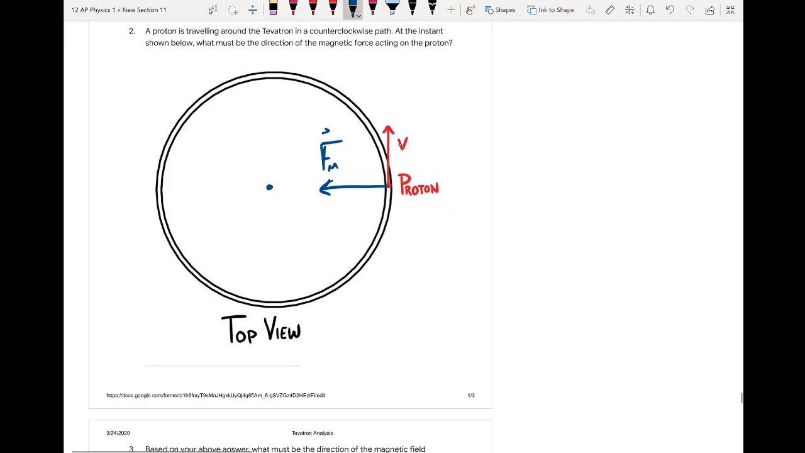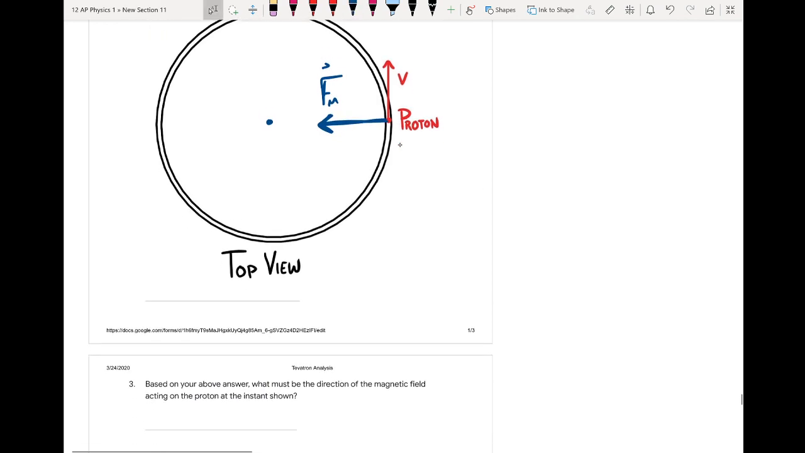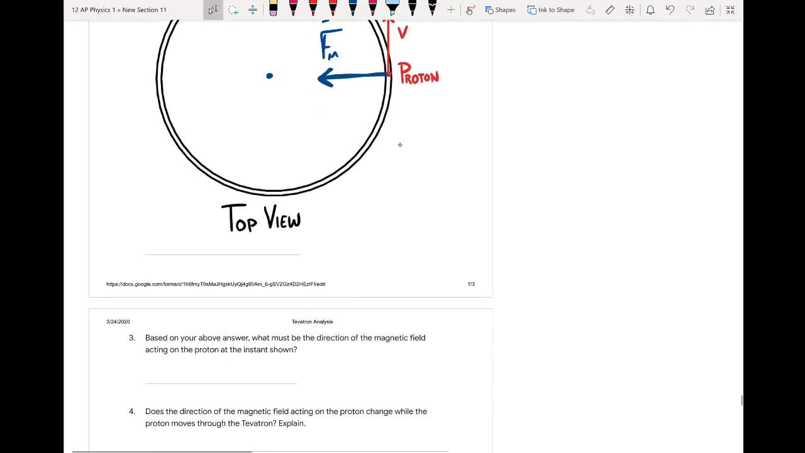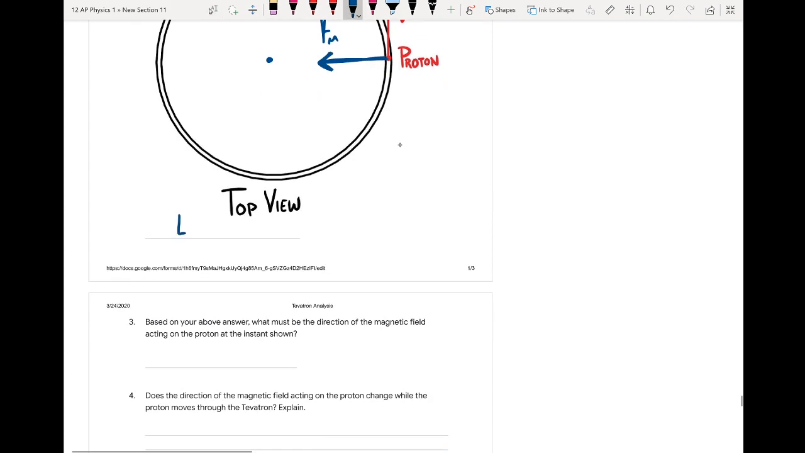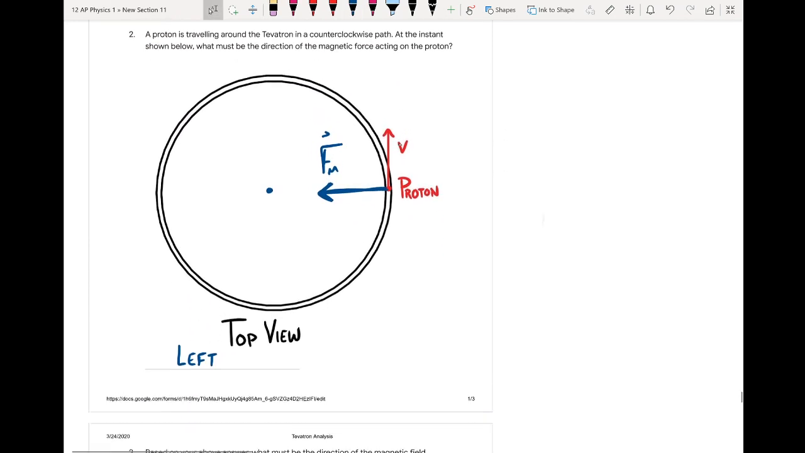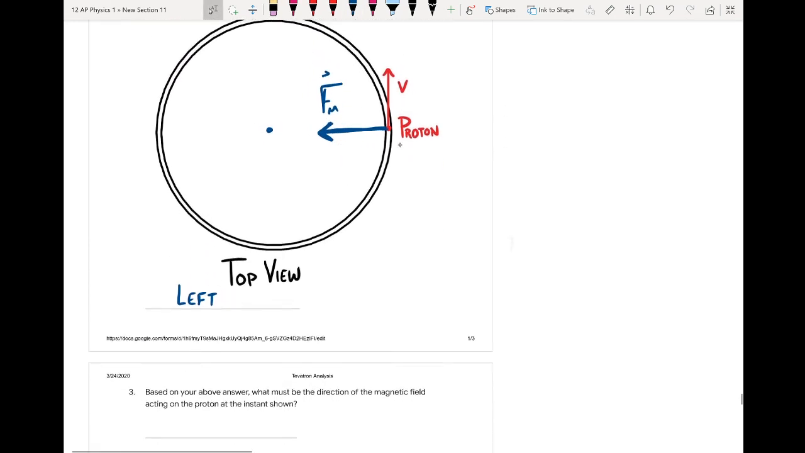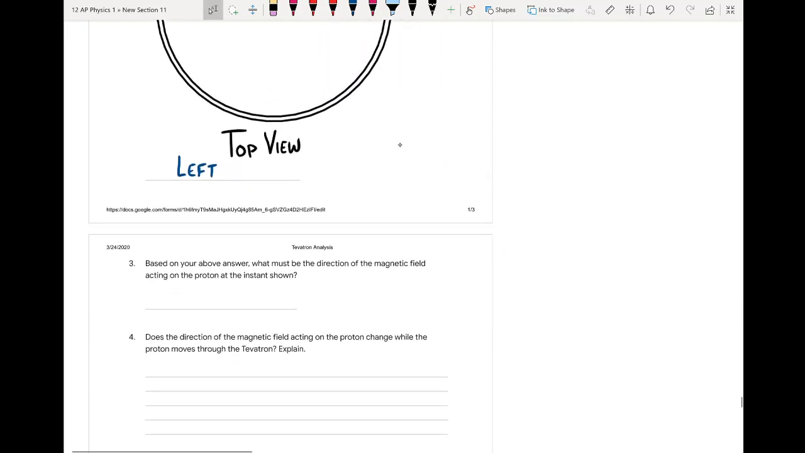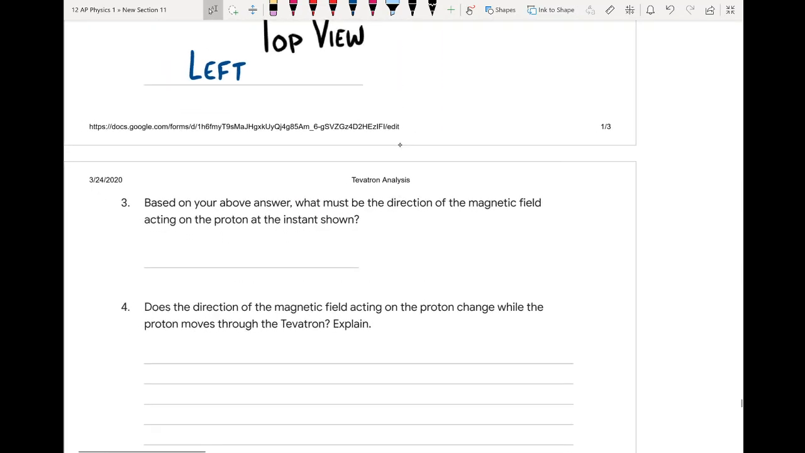So in this case, our centripetal force is the magnetic force. This magnetic force is acting on the proton, and it is making it move in such a way that it will have this circular path. So our magnetic force needs to be pointing to the left in order for our proton to follow the circular path around the Tevatron.